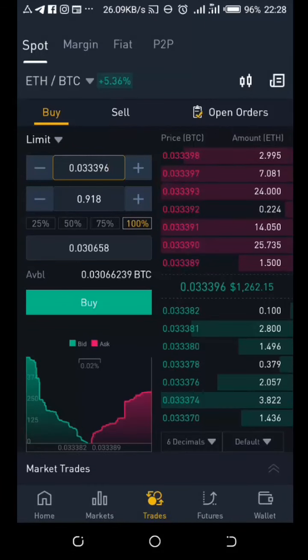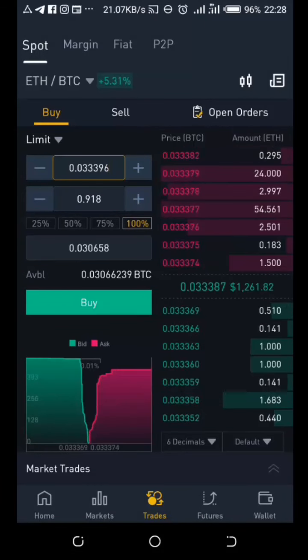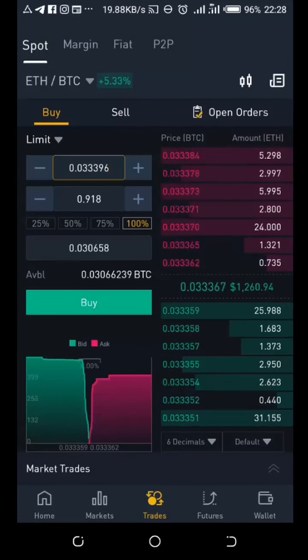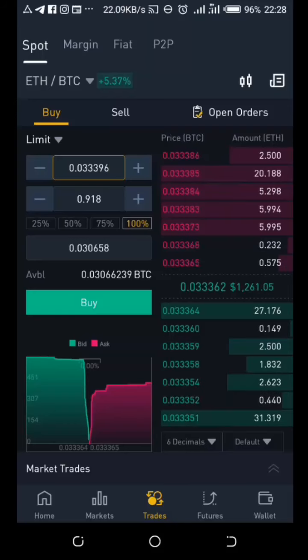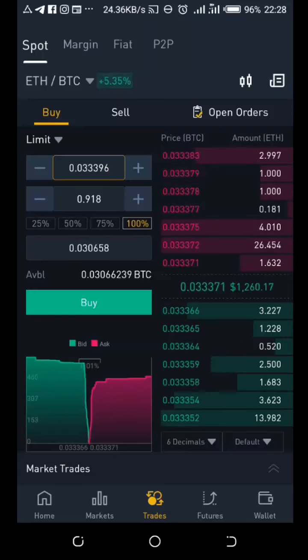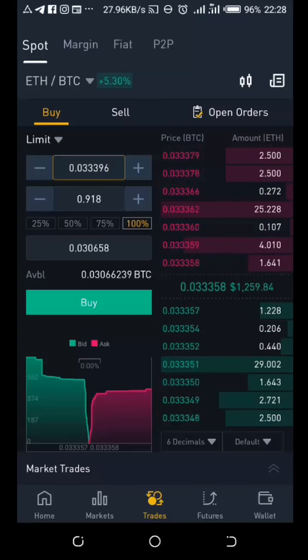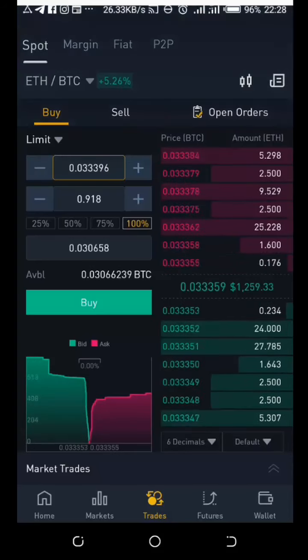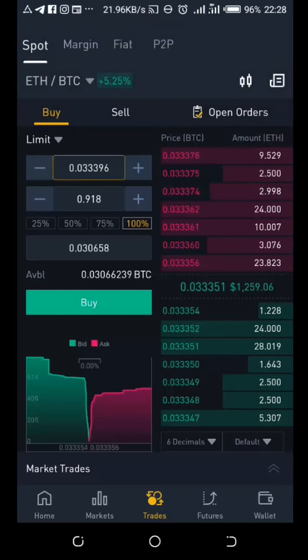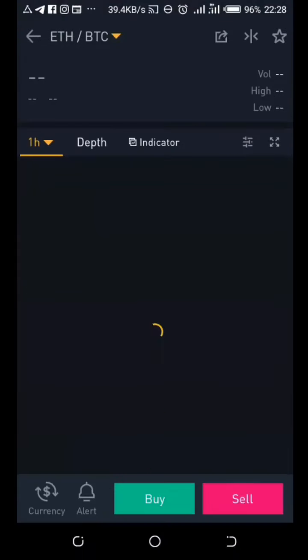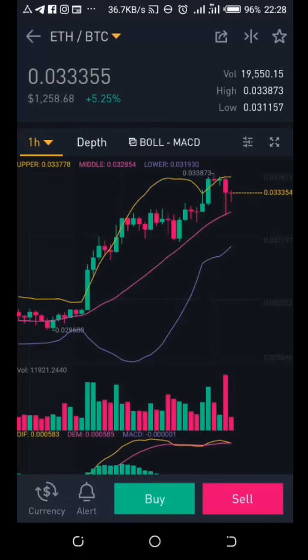So on this trade page, first of all, we want to monitor the graph, so the chart. For you to be able to see the chart, you click on the graph here that has green and red going up and down. So you click on the graph to be able to see the chart. So this is the chart, and as you can see, the prices keep going up and down, up and down.